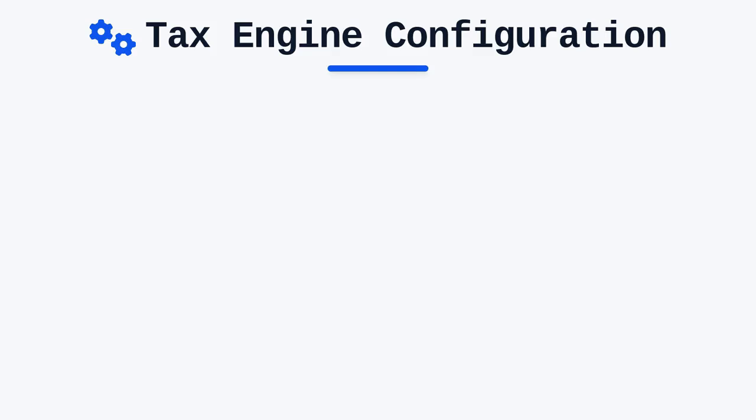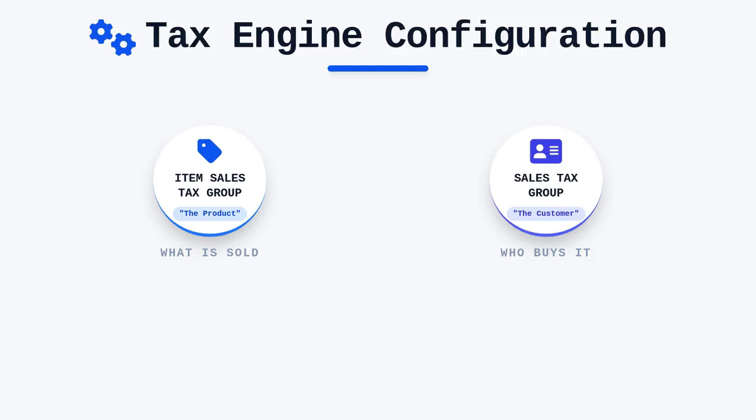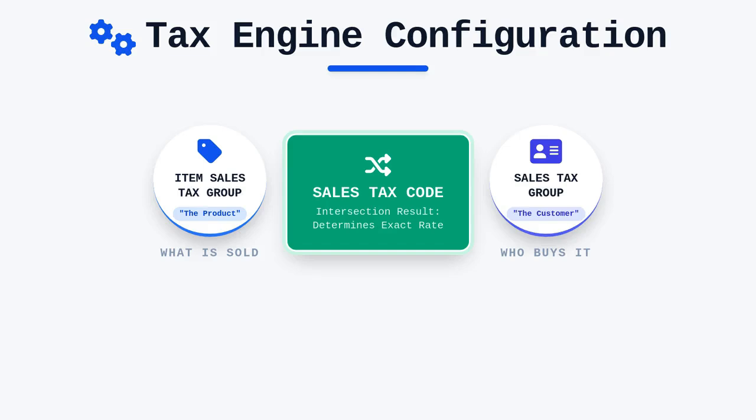To make this engine functional, we must configure sales tax codes and item sales tax groups, which together determine the exact tax rate applied to a transaction. An item sales tax group acts as a label assigned to products or services, while a sales tax group is assigned to the customer or vendor. When you post a document, such as a sales order or vendor invoice, the system identifies the intersection of these two groups to select the appropriate sales tax code.